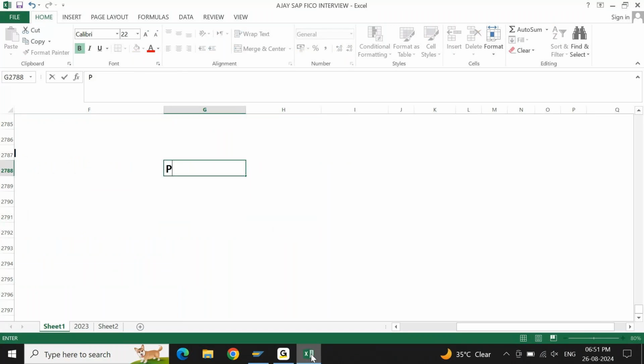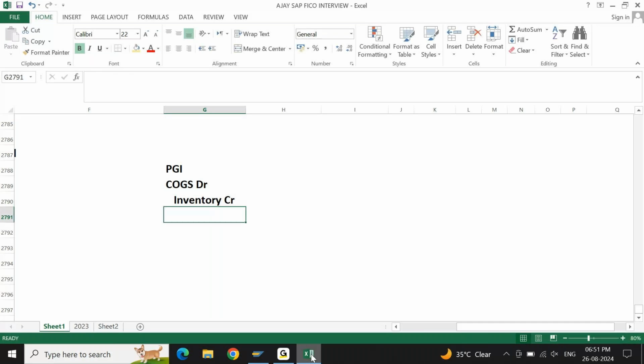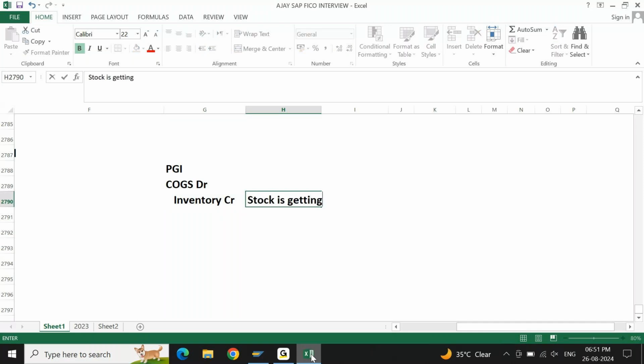as part of your integration, PGI, your accounting entry is what? We don't need COGS debit here. Inventory credit. Forget about this point here. The logic you need to apply here is that you are putting the inventory credit because stock is getting reduced. Agree? Inventory is on the credit side because inventory is getting reduced. You are taking out the material.